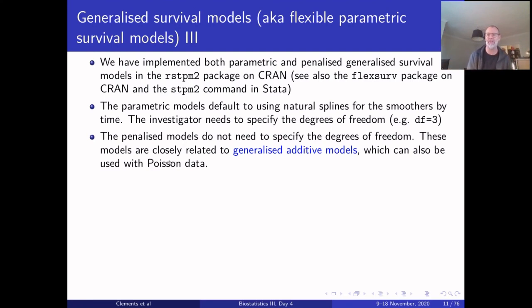These penalized models are very closely related to a model class which you may have heard of before, called generalized additive models, which are like an extension of generalized linear models. And we can also use the generalized additive models with the Poisson data, and that works particularly well for multiple timescales.